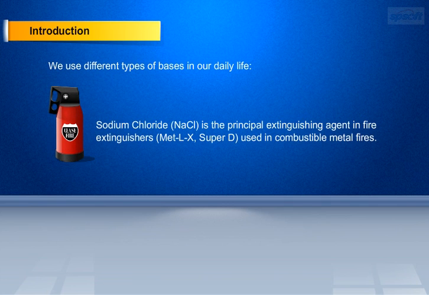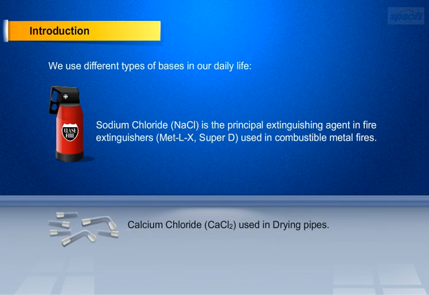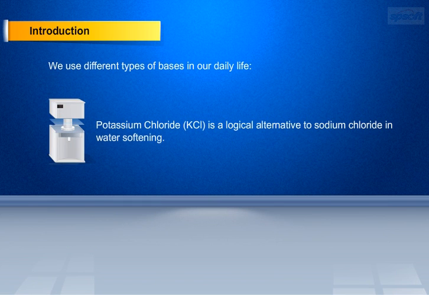Examples for salts used in our daily life are sodium chloride, that is NaCl, is used as principal extinguishing agent in fire extinguishers like Metal-X and Super-D. Calcium chloride, that is CaCl2, is used in drying pipes, and potassium chloride, that is KCl, is the logical alternative to sodium chloride in water softening.